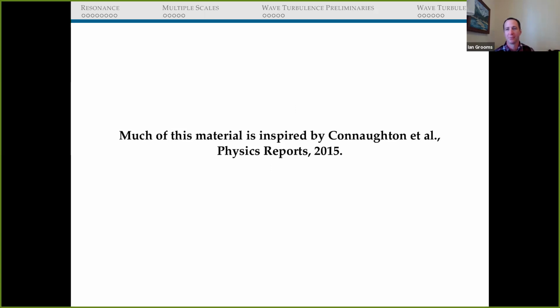I'd like to point out that a lot of the material on wave turbulence goes back 50 years, but there's been a nice paper that I particularly like by Colm Connaughton and co-authors in Physics Reports 2015. So if you do want to follow up on wave turbulence, I feel like that's a good place to start.